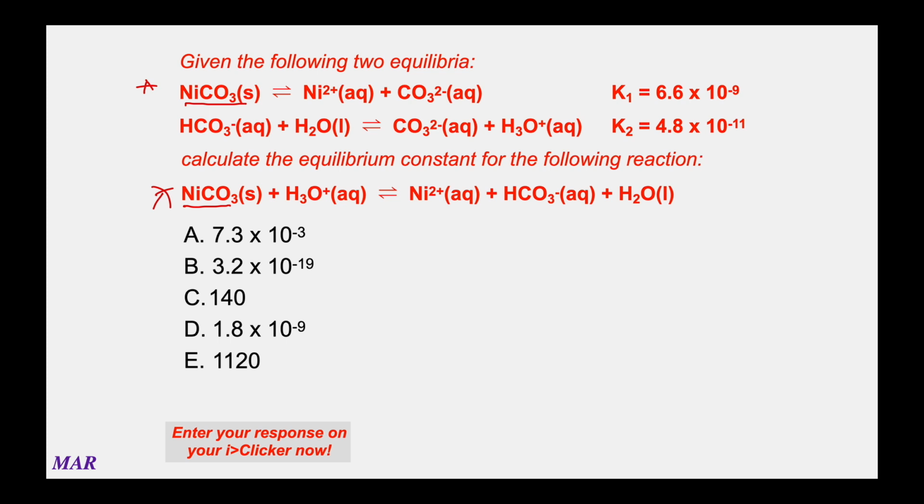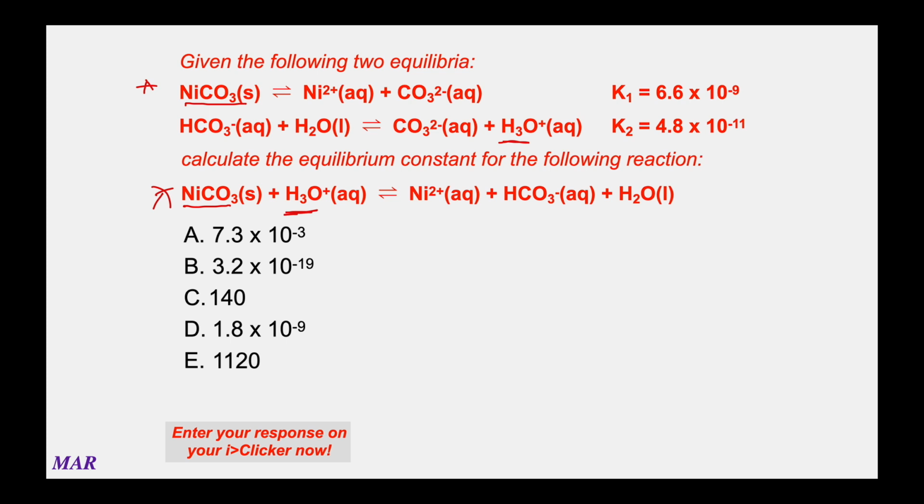But if you look at the second reaction, hydronium is a product, and in the desired reaction, we want hydronium as a reactant. So we're probably going to want to flip the second equation around. We're going to take carbonate and hydronium as reactants, and that will make hydrogen carbonate and water as products. So we're going to flip that reaction around.